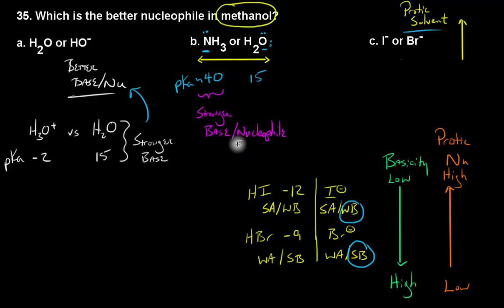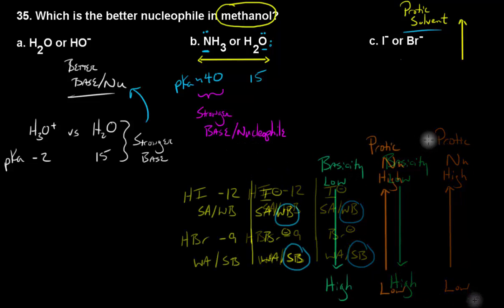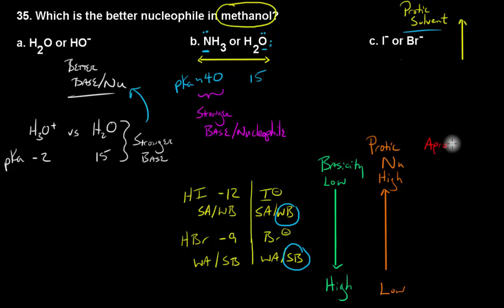Let's go ahead and move these over once more. And in aprotic solvents, this is the scenario where the nucleophilicity will actually parallel basicity. If we had an aprotic solvent like DMSO, then the nucleophilicity will actually parallel the basicity. So low to high. In this case, the nucleophilicity goes right along with the basicity.